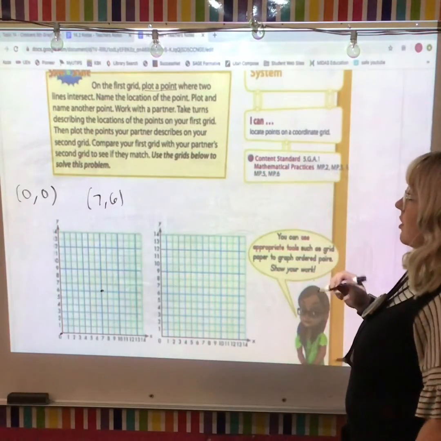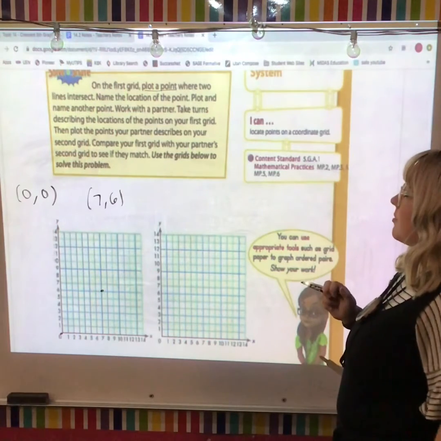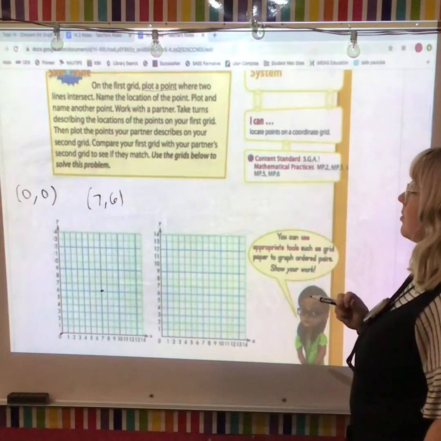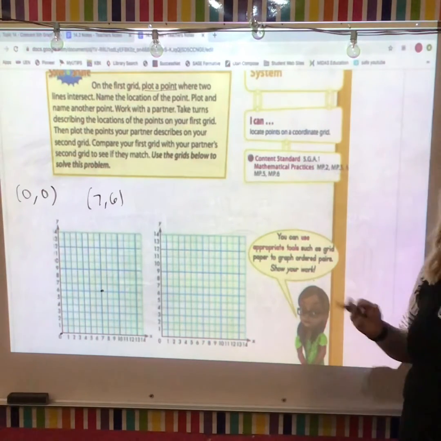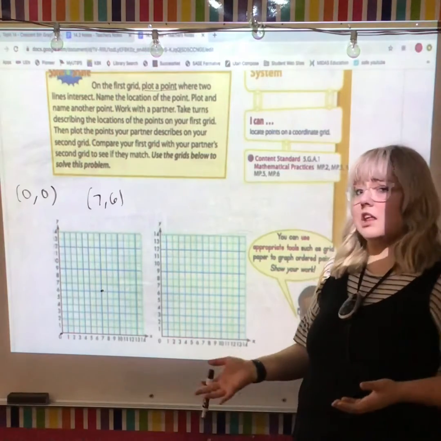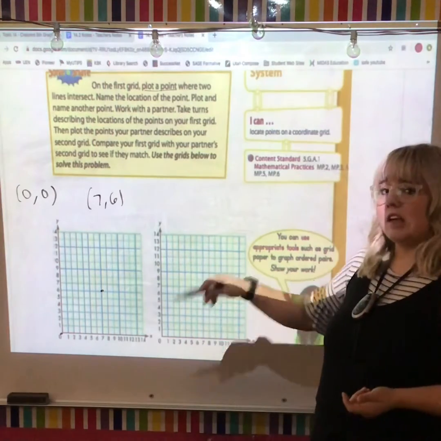Take turns describing the location of your points on the first grid, then plot the points your partner describes in your second grid. Compare your first grid with your partner's second grid to see if they match. You can do this at home if you want to get with a partner, your parent, a sibling, anything like that, and you can take turns practicing your coordinate grid.